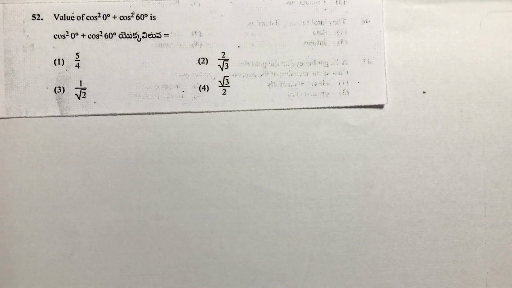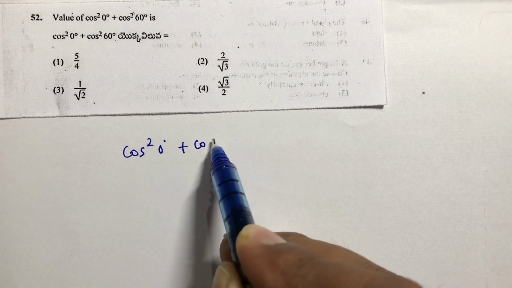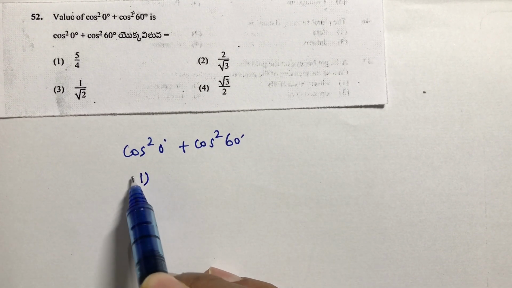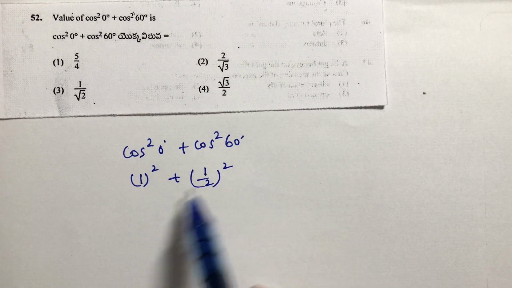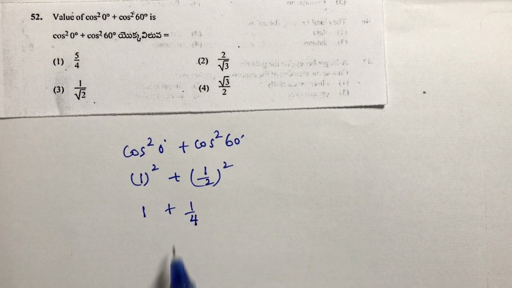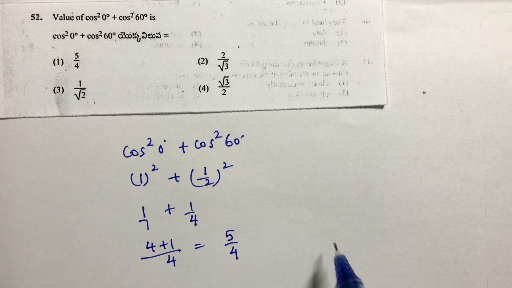Value of cos square 0 plus cos square 60. So cos square 0 degrees plus cos square 60. Cos 0 value is 1, so square. Cos 60 is 1 by 2 whole square. So 1 plus 1 by 4. So if you take LCM, LCM is 4. So 4 plus 1. So that is 5 by 4. Correct option is 1.